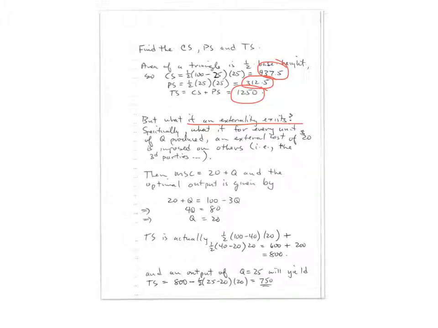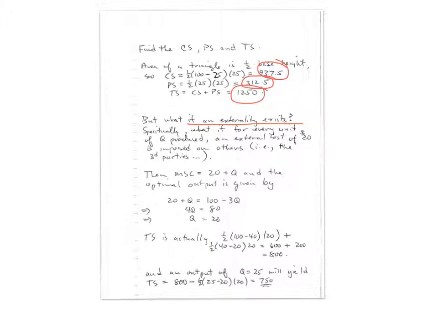Specifically, what if for every unit of Q produced, an external cost of $20 is imposed on others? So some pollution is generated from the production of this good. It makes it more expensive for the nearby community to extract the pollutants from their water supply, or it gives them some health problems or whatever. And somehow economists have come up with the idea that that value is $20 per unit of production. We have a chapter subsequently in the course where we talk about how we would think about valuing externalities.